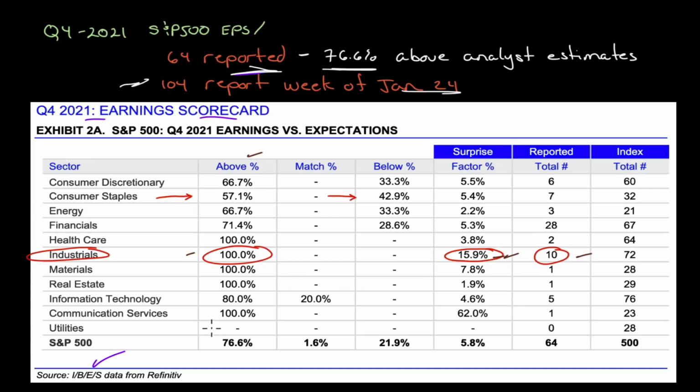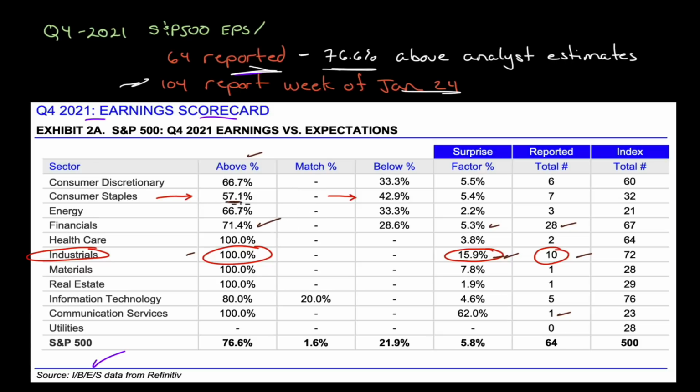That's huge. Look at communication. Well, only one company, so you can't read too much into that. You want to look where there's a bunch of companies. 28 in financials. Surprise factor by 5.3% with 71.4% above. So these are all rather in line.